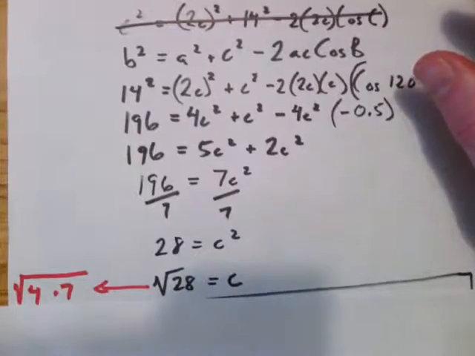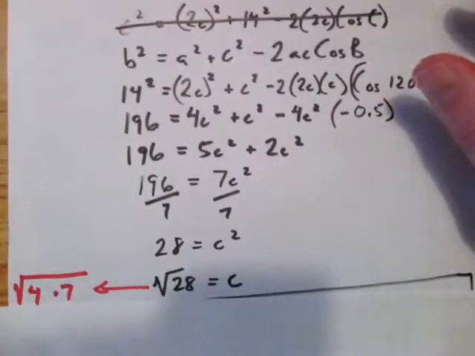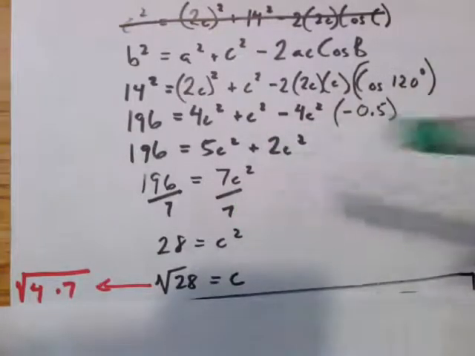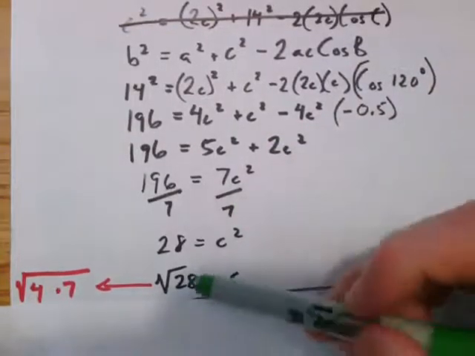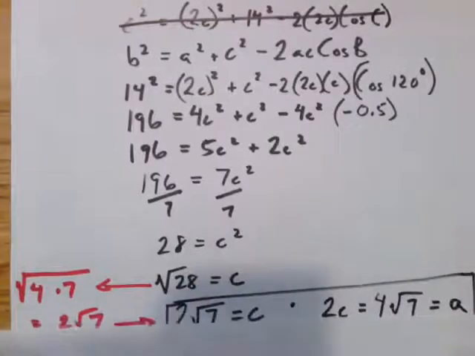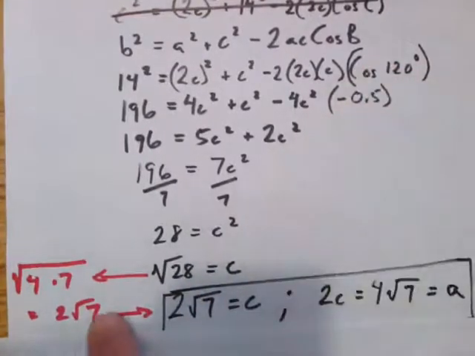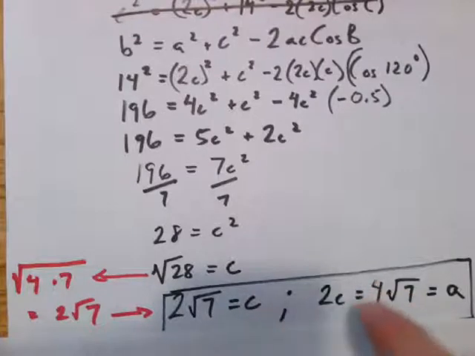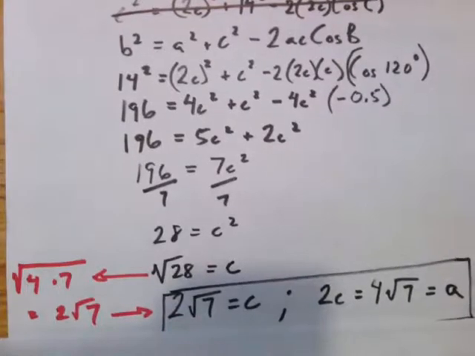Now the question said, determine the exact lengths. Exact. If we take the root of 28, we're going to be doing some rounding. So if I'm going to simplify this, root 28 becomes 2 root 7. So that's what c equals. Side A is 2c. It's just twice as big. So I just have to multiply it by 2. 2 times 2 root 7, 4 root 7. Hopefully that makes sense.